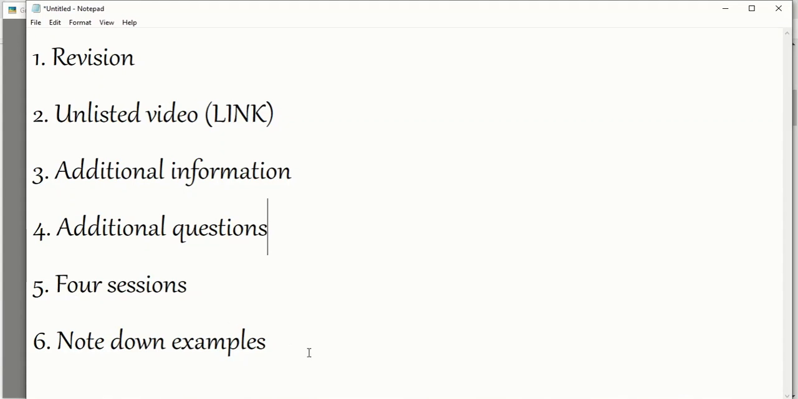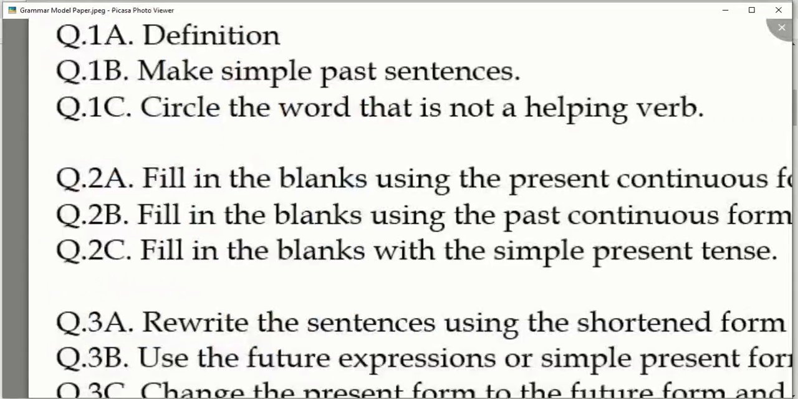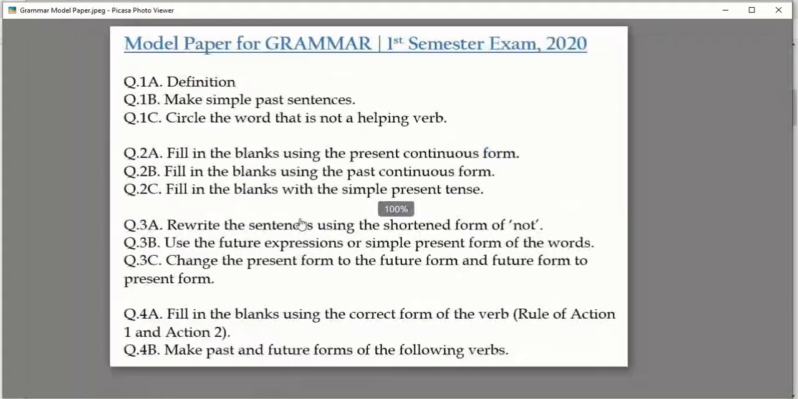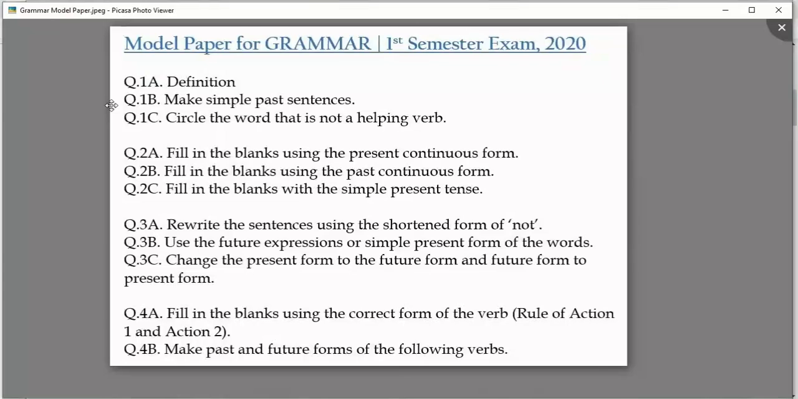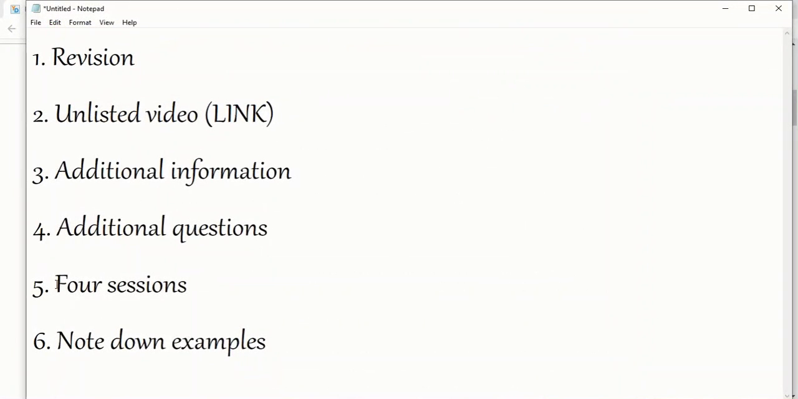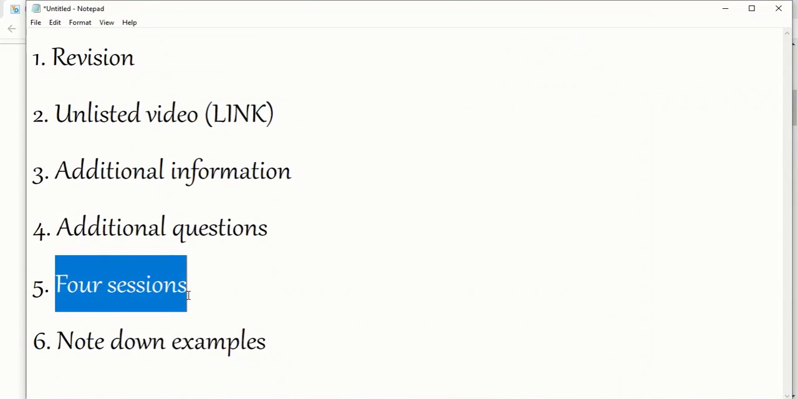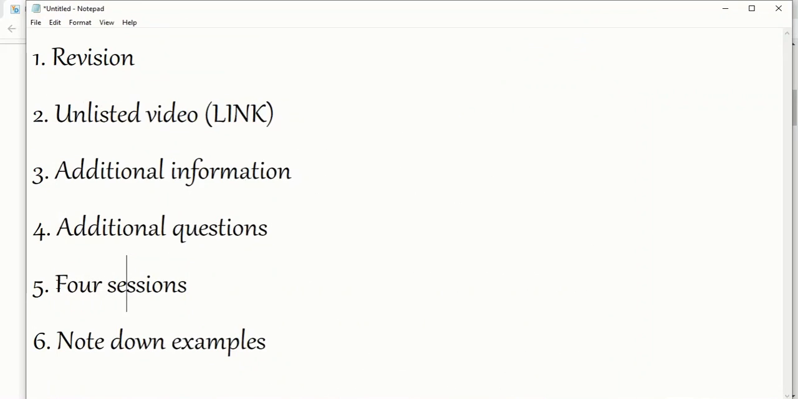Next, as you already know, I had given you earlier, this is your model paper. We have four main questions 1, 2, 3, and 4. So, to complete a full revision, it will be done in just 4 videos. That means you only have to watch 4 videos and your revision will be completed. But you have to be really serious for this. It is going to be held in 4 sessions. You have to be serious for these 4 videos.